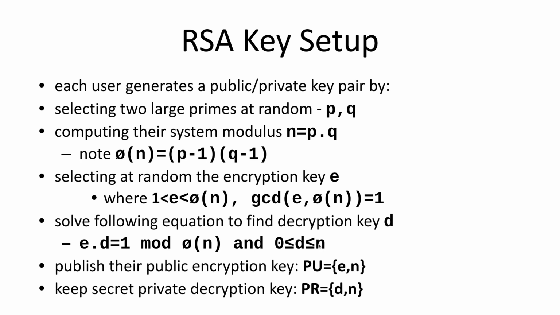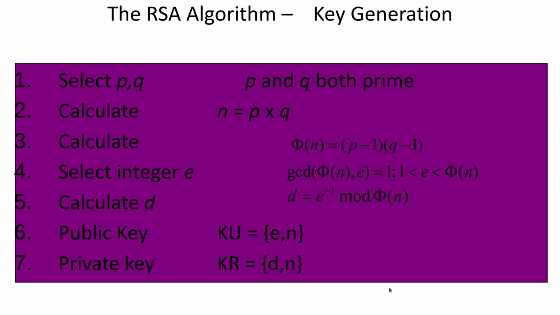Once we have E and D and N, we simply publish the public encryption key, E comma N, and the private decryption key, which is D comma N, is kept secret. So this is the way in which the key is generated for each user. Once the key is generated, encryption and decryption is quite simple. This is the same key generation algorithm, just written as pseudocode, so you can just go through it.